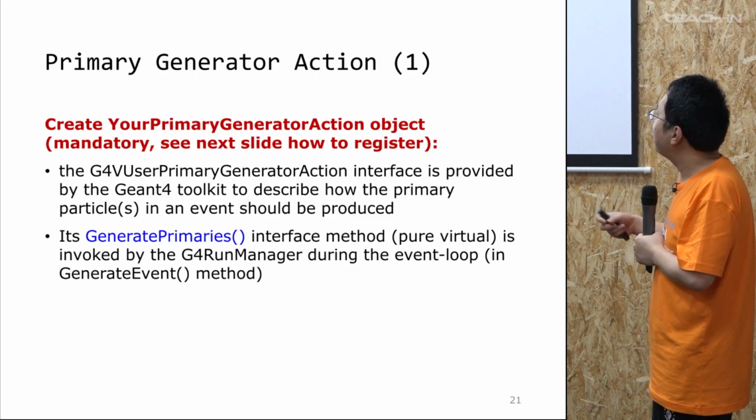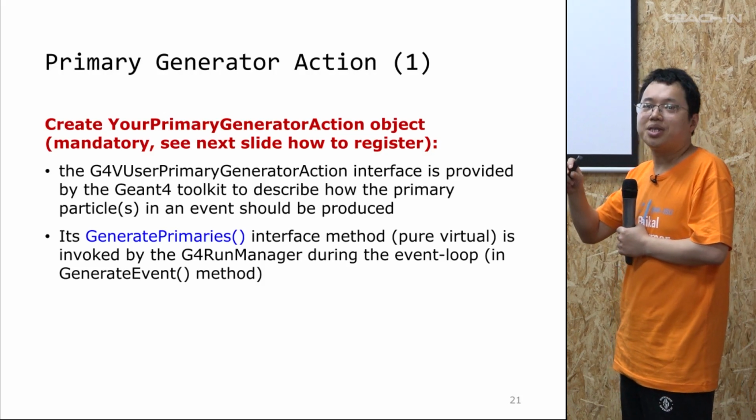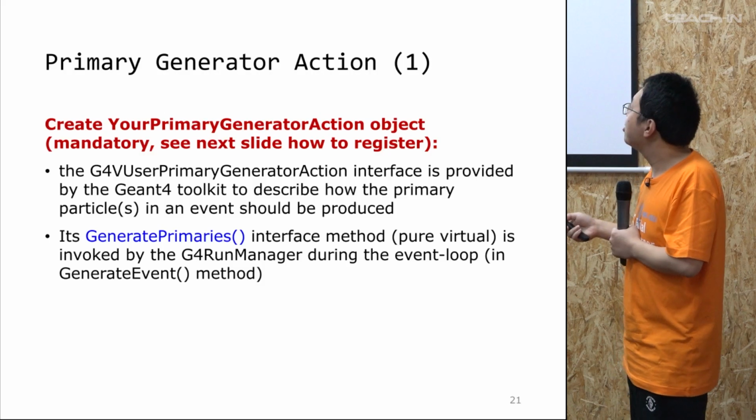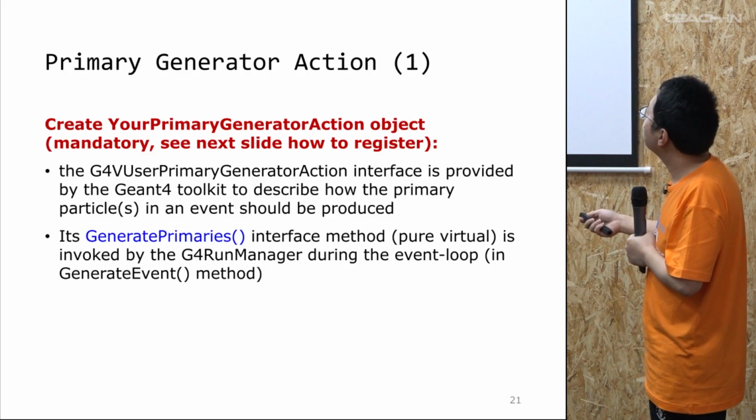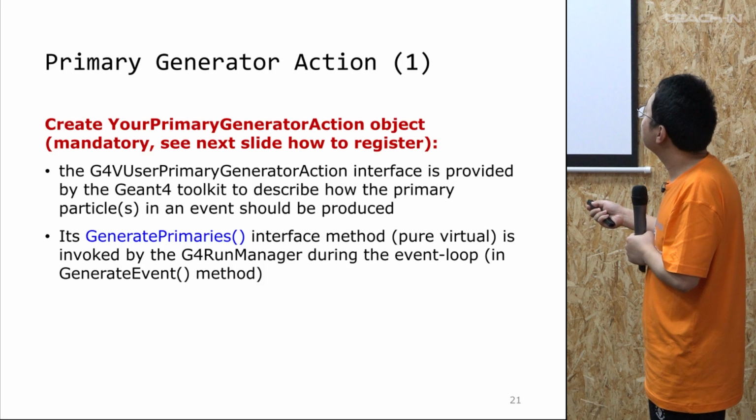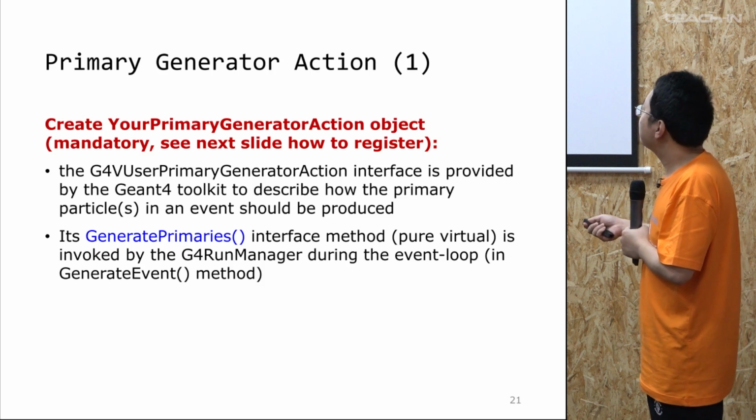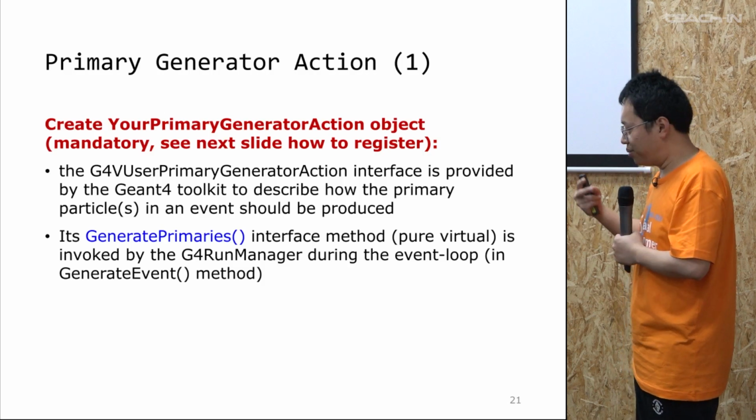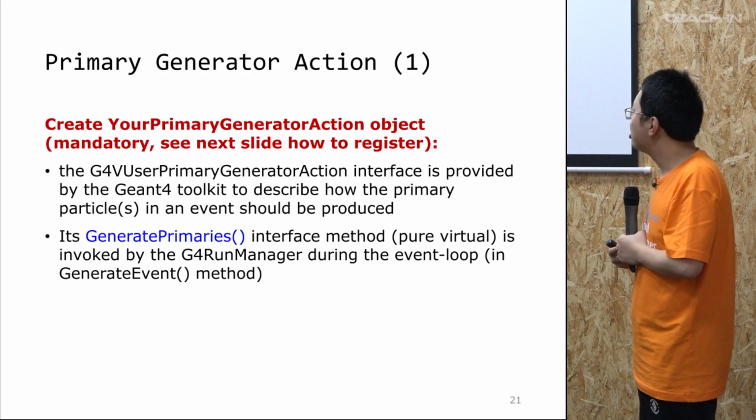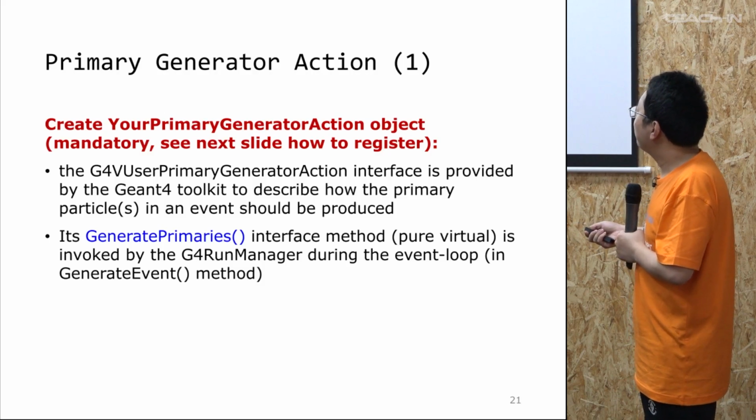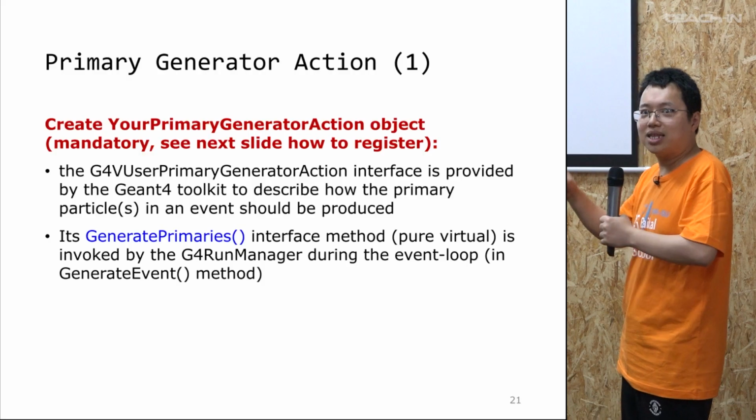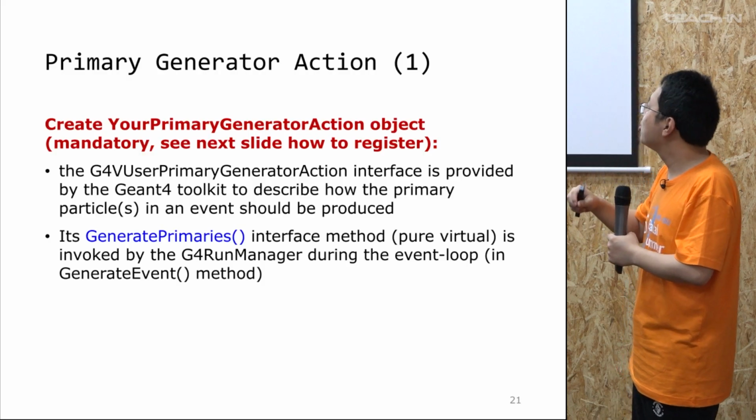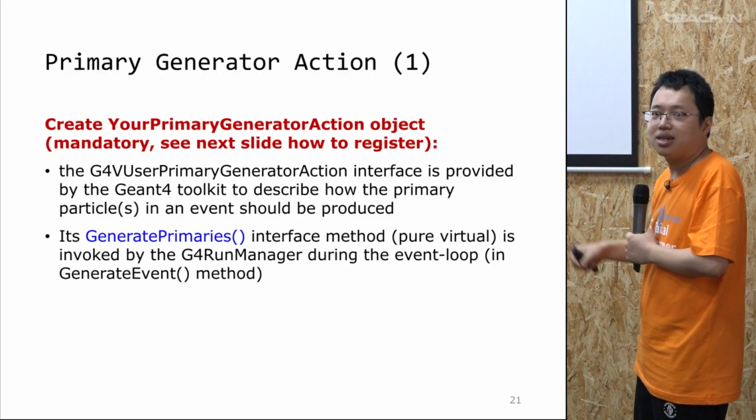Then you have to shoot some particles inside your simulation. This is done by the so-called primary generator action. Inside this, there is a method called GeneratePrimaries. We call these particles primary tracks. For each event it will be invoked, and you will create some particles for this event, and then Geant4 will use this event to do the real simulation.